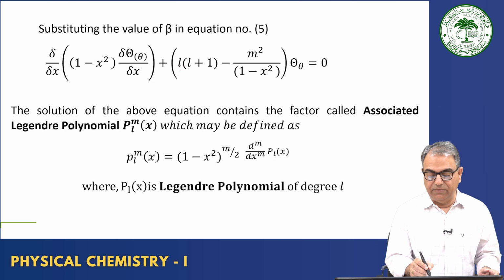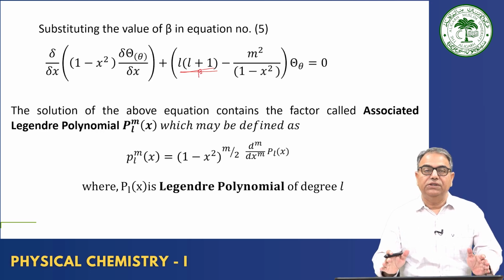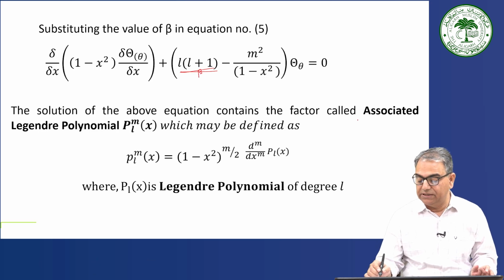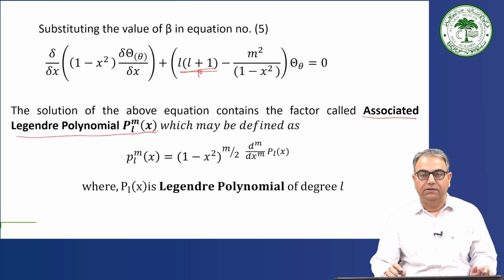So equation number 5 becomes equal to this one. This is the beta we determined. Now we say the solution of this equation number 5 contains the factor called the associated Legendre polynomial PLM(x).